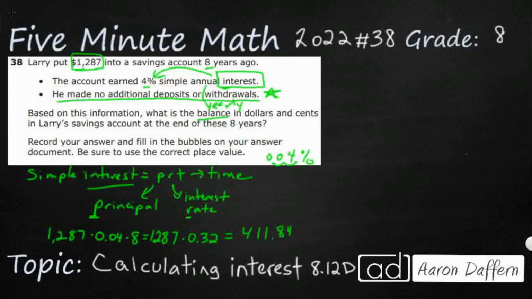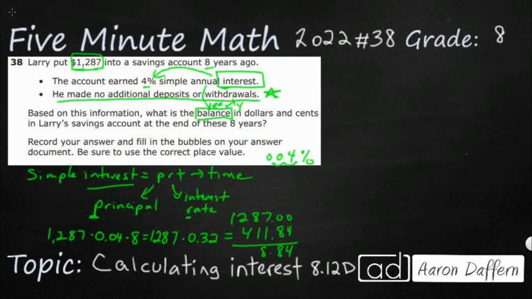Remember, this is our simple interest. We need the balance. The balance is the principal plus the interest. So our principal was the 1287. We got to put that money back in. That money didn't leave. We just earned $411.